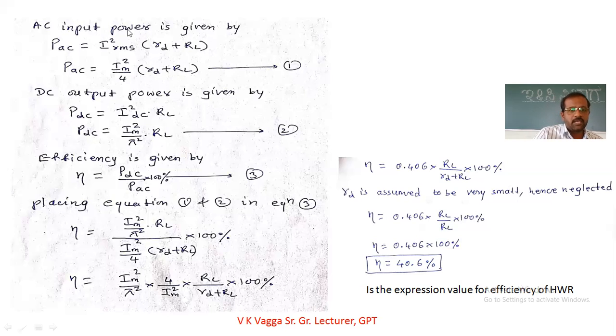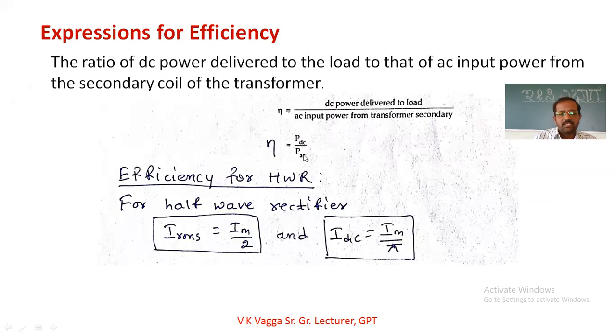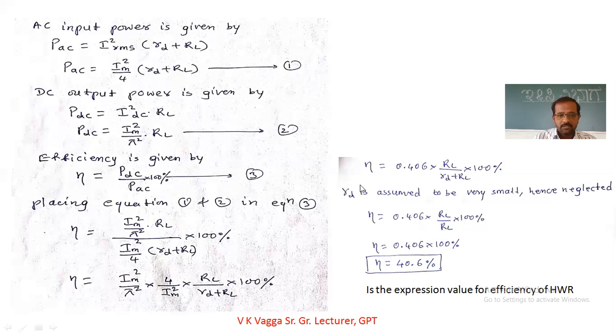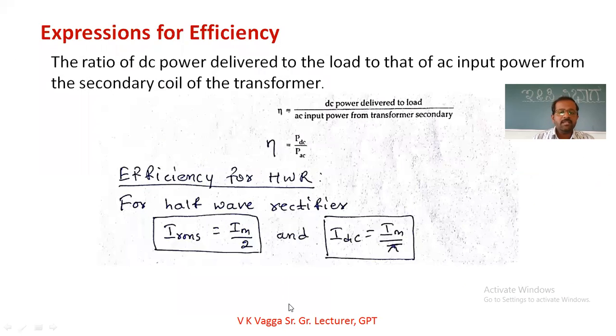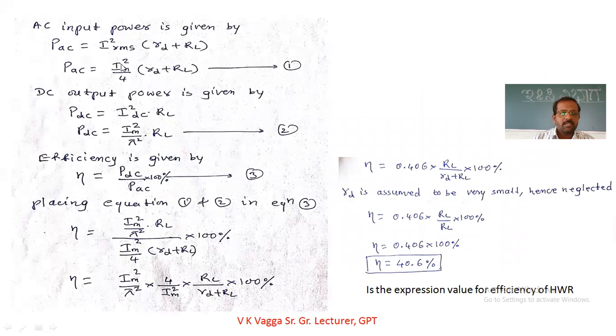I'm going to repeat here. For this formula, eta is equal to PDC divided by PAC, and IRMS is equal to IM by 2 and IDC is equal to IM by pi, to be considered. I'm going to calculate the AC power, which is IRMS square into RD plus RL. I place the value of IRMS, which is IM divided by 2, and I get IM square divided by 4 into RD plus RL. In the same way, I calculate the DC power, which is equal to IDC square into RL. I place the value of IDC, which is IM divided by pi, and I get IM square divided by pi square into RL.